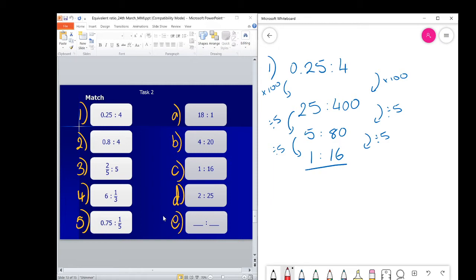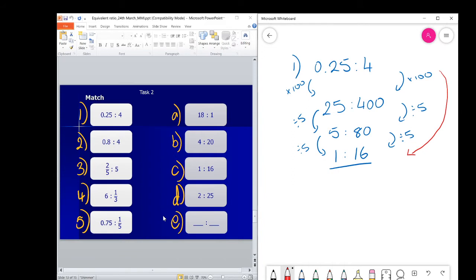Now any eagle-eyed people can see that instead of doing it in 3 steps, I could have done it in 1. The one step I could have done it in, I'm going to do in red down the side here. 0.25 is a quarter. How many quarters are there in 1? There are 4. So I could have just multiplied both sides by 4. Okay, so that's the answer to question 1. So that matches question 1 with C.